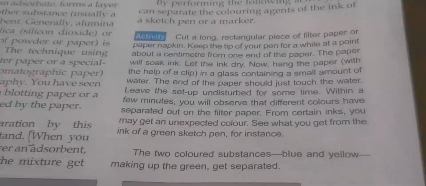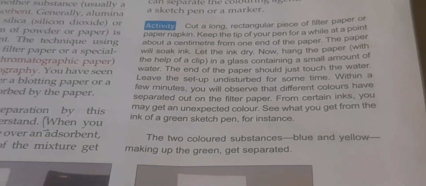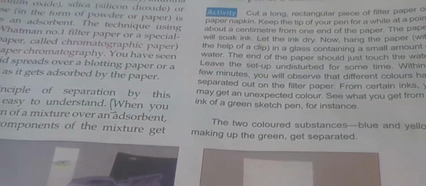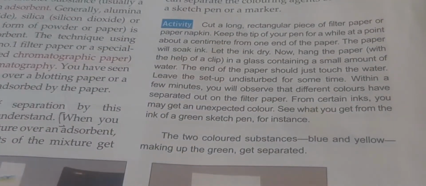Let us take an example. Cut a long rectangular filter paper or napkin and keep the tip of your pen for a while at a point about a centimeter from one end of the paper. The paper will soak the ink of the pen there. Now let it dry. Now hang the paper with the help of a clip over a small amount of water. With the clip I am hanging it over there. I will dip it in the water, or I can take alcohol mixtures. The end of the paper should touch the water. Leave it undisturbed for some time.